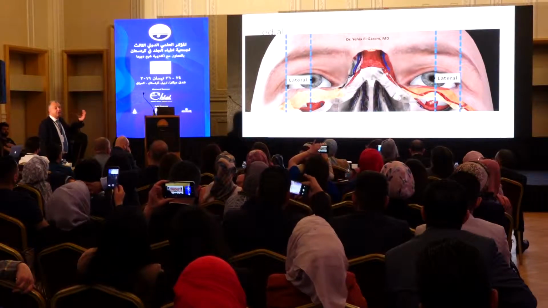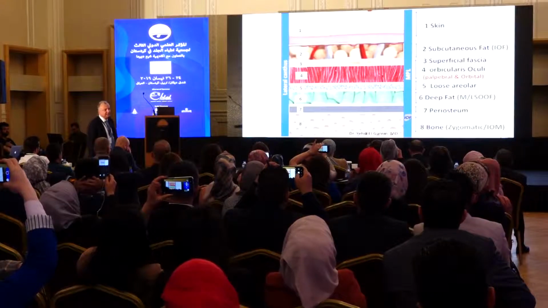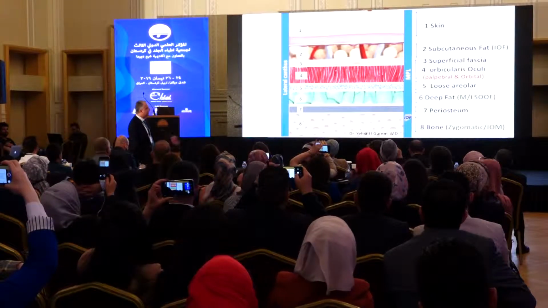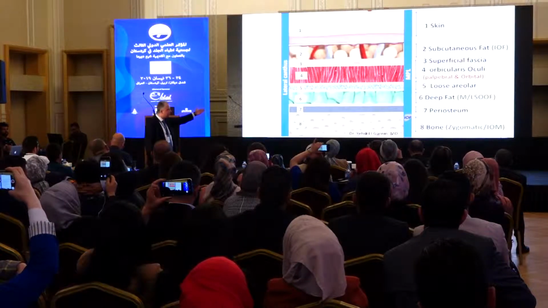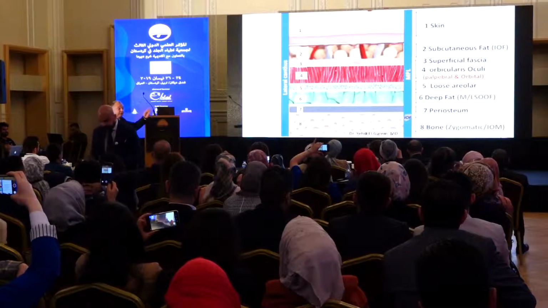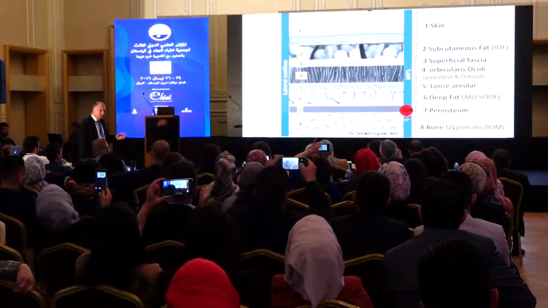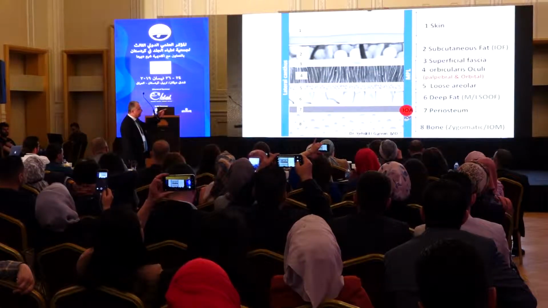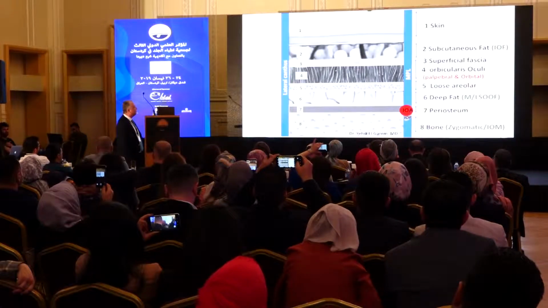What about the lateral part of the tear trough area? These are the layers of the lateral part of the tear trough area, starting from the skin, infraorbital fat, the muscle layer, the deep fat, which is the lateral soft, till the zygomatic bone. What is the main structure here? We have the infraorbital artery here at the level of mid-pupillary line.